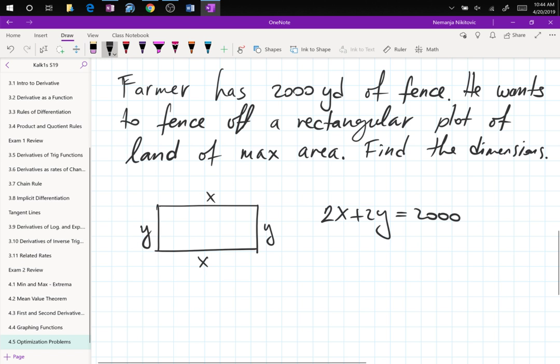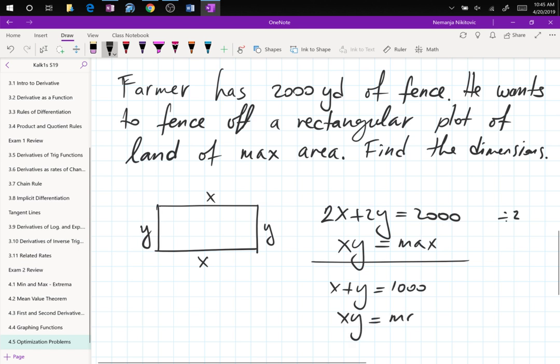Then what's the second equation? Well, he wants maximum area. What's the area of the rectangle? xy, and that needs to be max. When you divide by 2, you get x plus y equals 1,000, and then xy equals a max. This worked out to be the same problem as the previous one, except in the previous one we had 12 over here. It's the same thing.